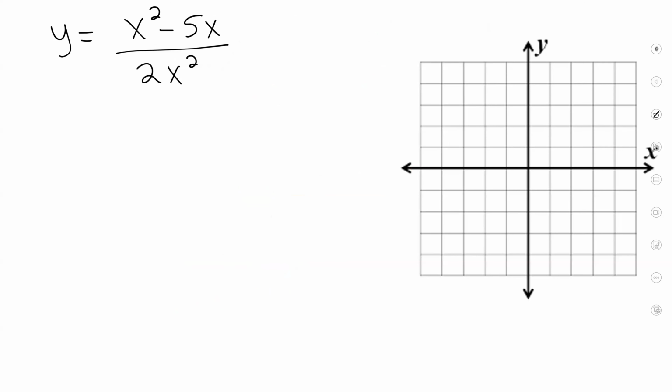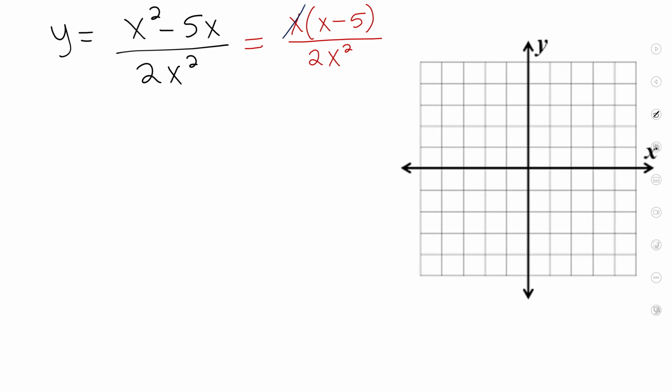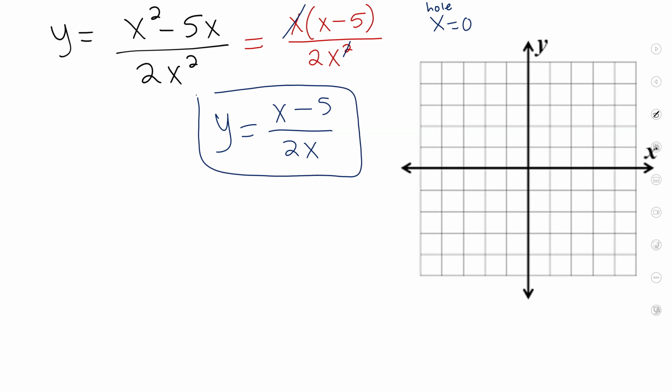I'm going to let you guys try this one, and I'll pause here. Guys, you should have canceled out this x with one of the x's in the denominator. So your new equation is x minus 5 over 2x. That means we do have a hole because we canceled out an x, correct? So your hole, whatever you canceled out, equal it to 0. So that's your hole. Now you answer the rest of the questions with this new simplified function.